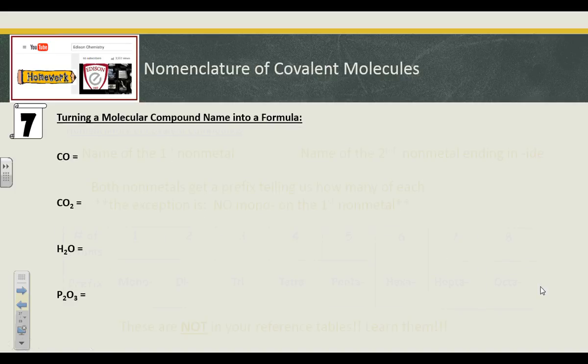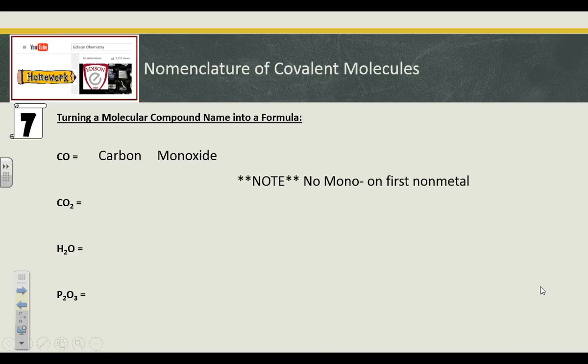All right, here's the deal. Turning a molecular compound formula into a name. So CO. We know how many carbons there are, we know how many oxygens there are. What would its name be? Well, the first nonmetal says its name, carbon. The second nonmetal gets a prefix to tell us how many there are. Mono, or monoxide. Carbon monoxide. It's done.